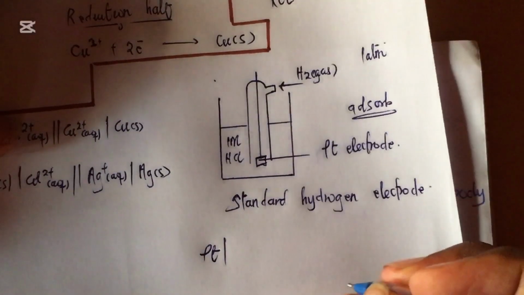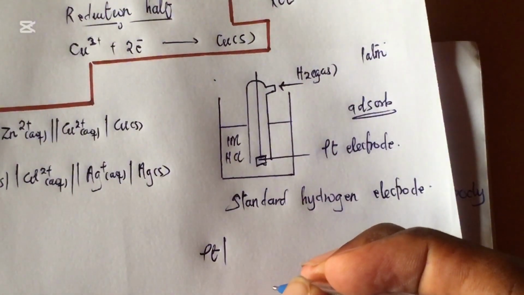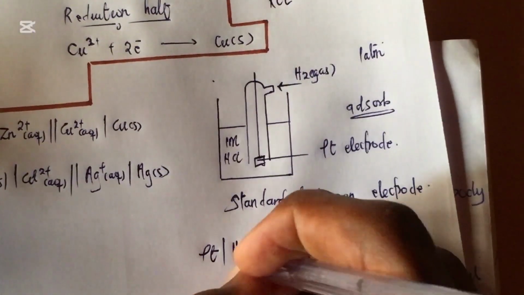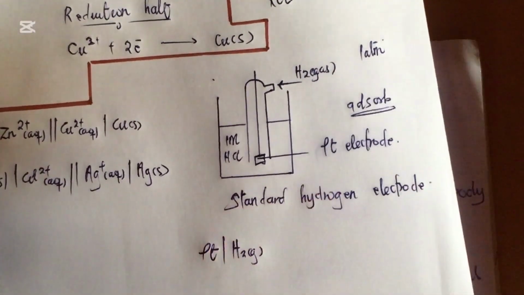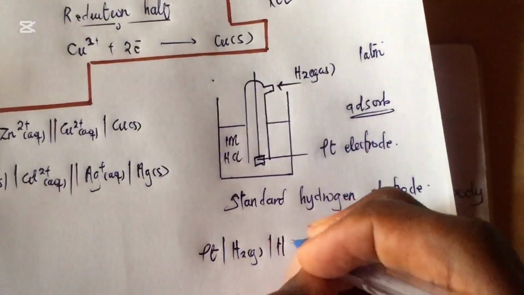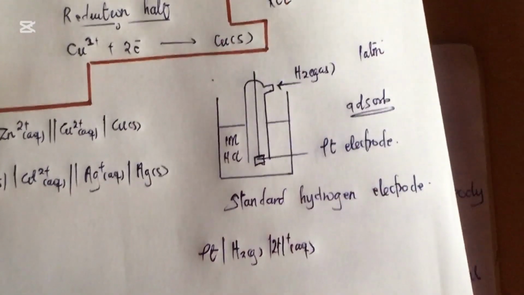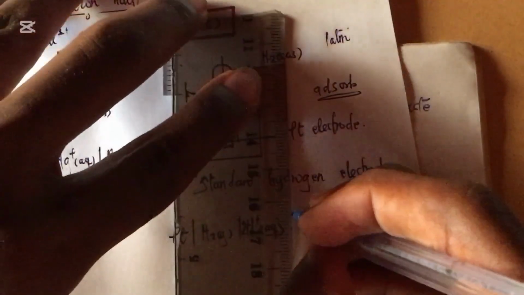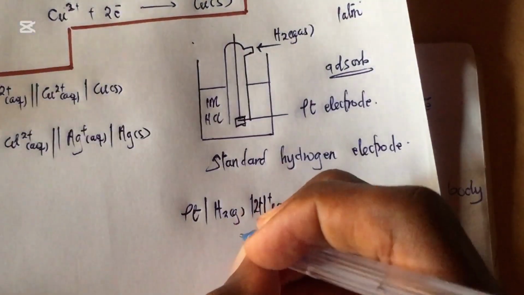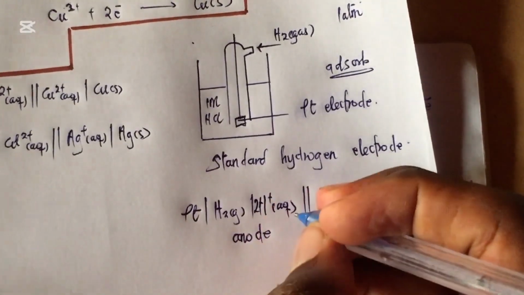So if you are writing the cell notation for this standard hydrogen electrode, first we have to include our platinum, which will start first, then followed by our hydrogen gas, the H2 gas, then separated by our hydrogen, which is the H plus, or 2 H plus. This time around they are in aqueous solution. Then you will bring your salt bridge. So this is what is occurring at the anode side. So our anode, and what occurs at the anode side is the oxidation.